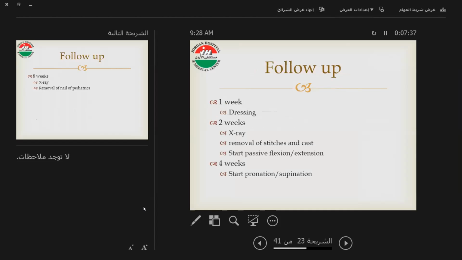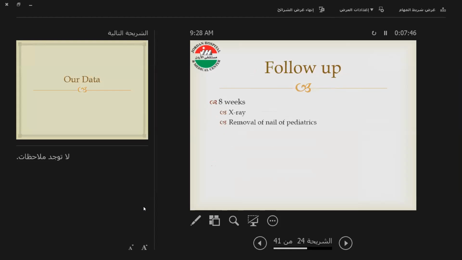passive flexion and extension movement to decrease the risk of stiffness around the elbow joint. Then by 4 weeks, we start the pronation and supination movement. At 8 weeks, we redo the X-ray to make sure that everything is in place. Then in the pediatric age group, we plan for the removal of the nail.